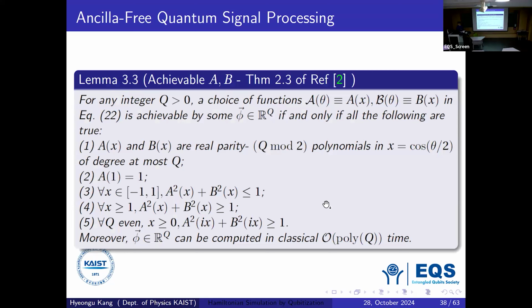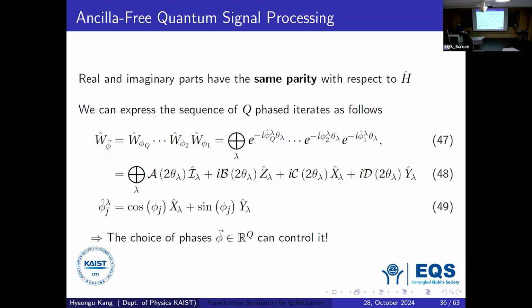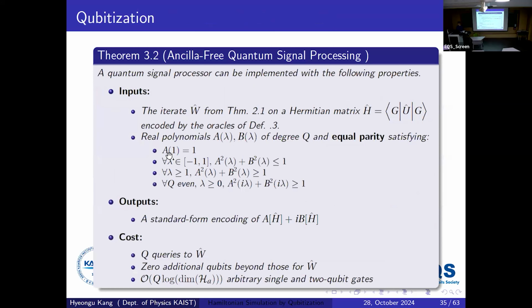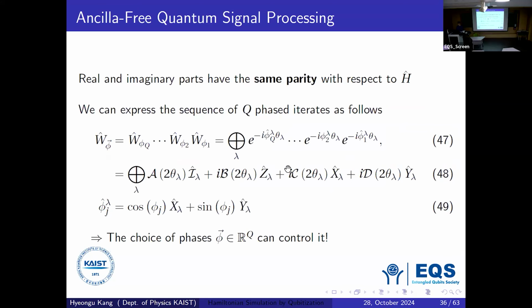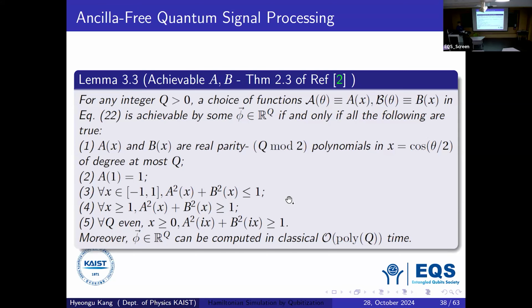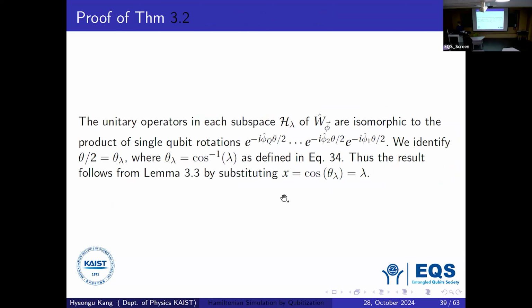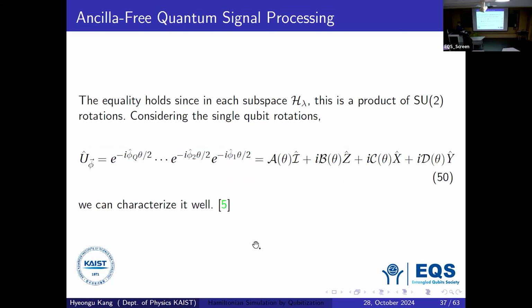And now if we want to prove this lemma, it is a really lengthy thing, but it is directly related to this theorem. See the similarity between the conditions: a1 equals 1 and a squared plus b squared is at most 1. It is a direct correspondence. So the unitary operators in the H lambda subspace of this W psi are isomorphic to the product of single qubit rotations, as you see here.